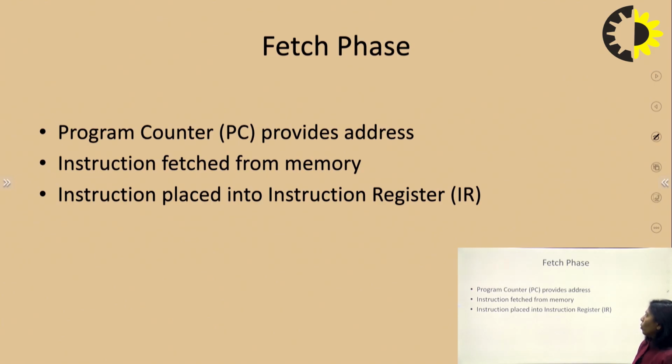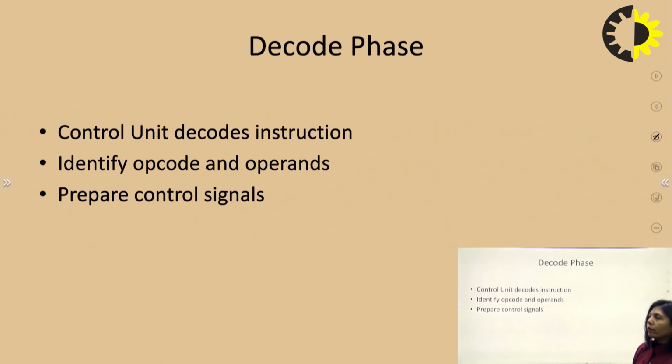Okay. So this is the way the fetching phase is done. The program counter provides the address and the instruction is fetched from the memory. That particular instruction is placed in the instruction register. It's very simple. It seems to be complicated for the student, but actually it's not that complicated.